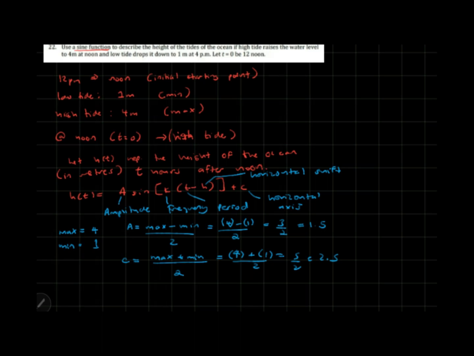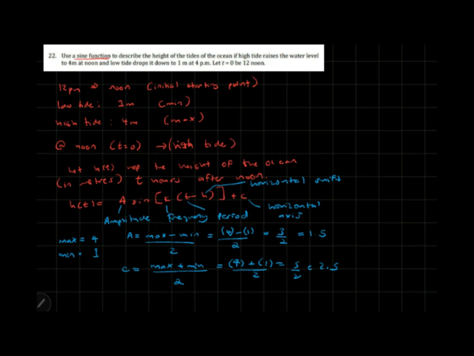We're also given the piece of information that high tide starts at noon and low tide occurs at 4 p.m., right? So from high tide to low tide, from maximum to minimum, it's a span of 4 hours. When you go from your maximum to your minimum point, that represents 1/2 a period. 1/2 a period, 1/2 t in this case, is equal to 4 hours. So a full period here should be 8 hours.